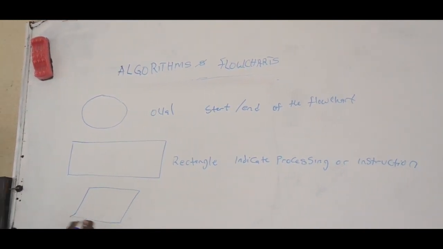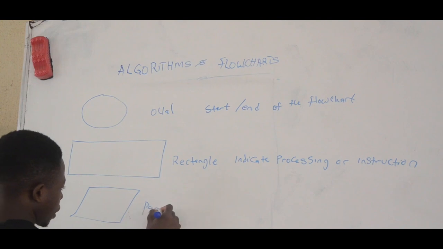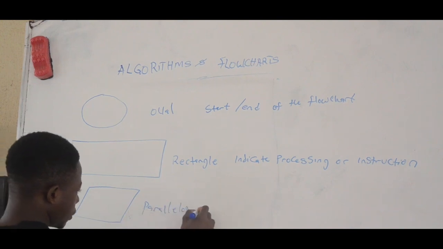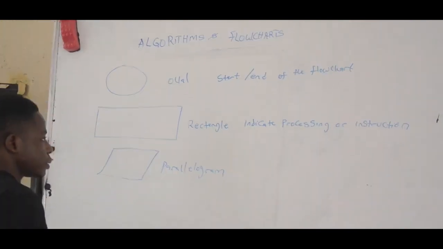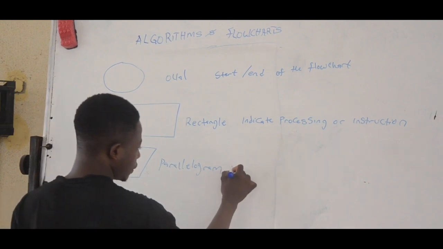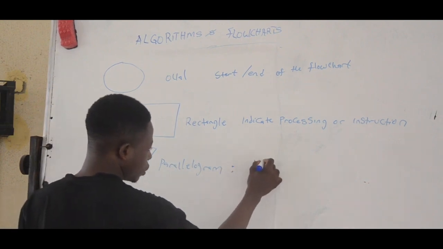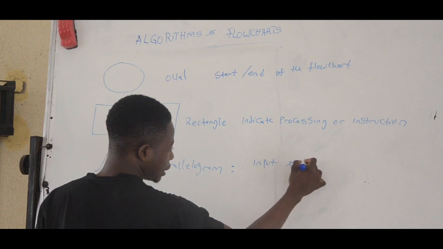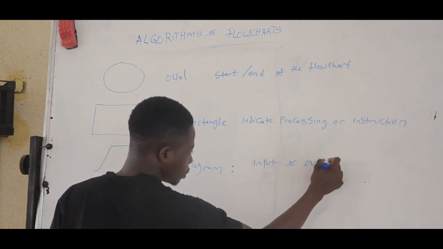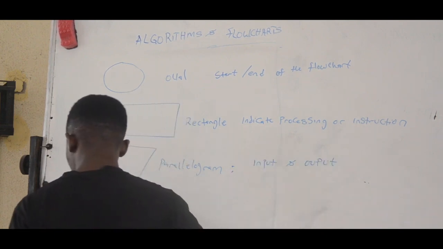Parallelogram. So this is a parallelogram. And what does it do? What it does is it represents your inputs and your outputs. So that is what a parallelogram does in a flowchart.